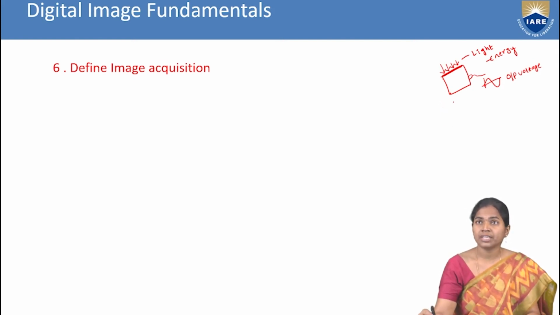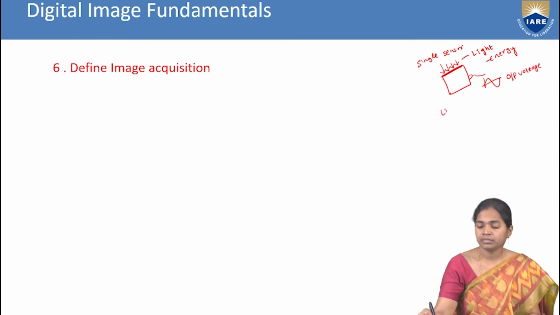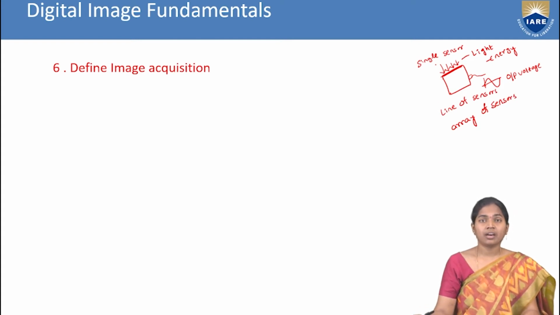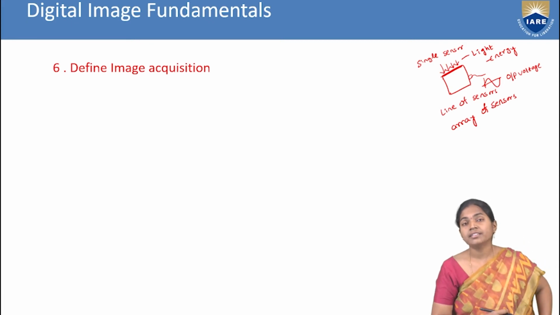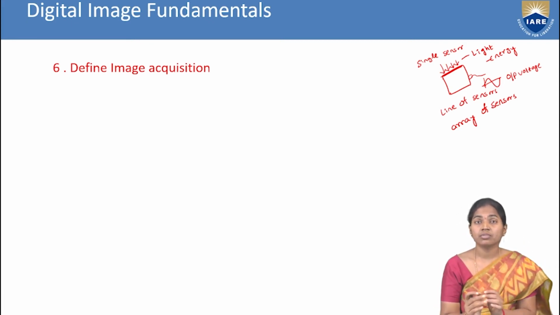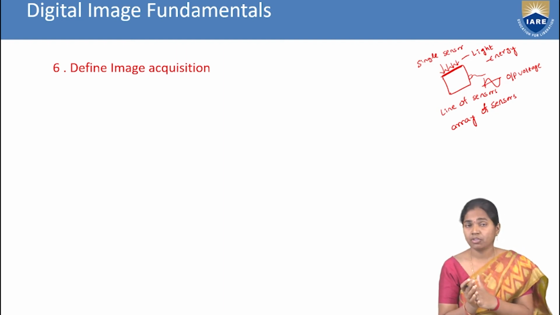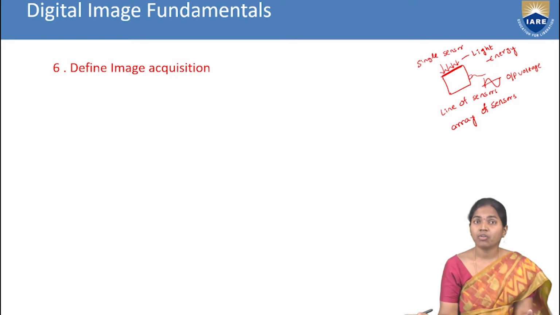There are different types of sensors. Here it is a single sensor. We also have a line of sensors and an array of sensors. Depending on our requirement, we use either a single sensor, a line of sensors or an array of sensors. In digital cameras we use an array of sensors, because the camera works on the principle of CCD, with a number of sensors arranged in an array, each grid consisting of one sensor. When maximum light energy falls on a sensor, it gives the maximum output voltage.